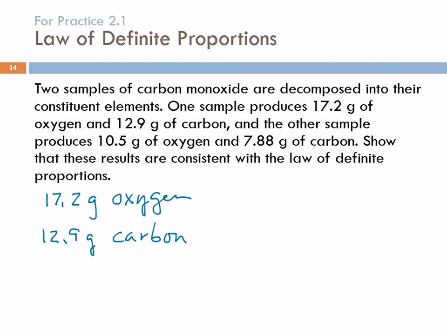And then the other sample, so I'm going to write the numbers from the other sample over on the other side. 10.5 grams of oxygen and 7.88 grams of carbon. I pulled the numbers out and I kind of labeled them. Then look at the question. Show that these results are consistent with the law of definite proportions. And we have to say, well, what's the law of definite proportions?